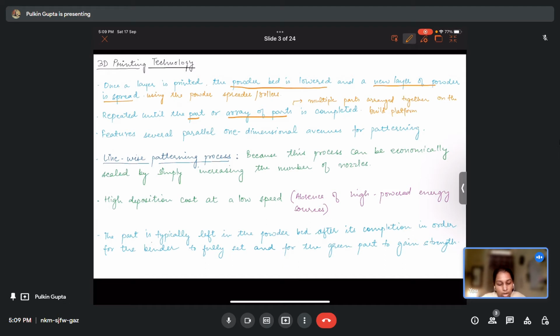Okay. Now, this particular technology features several parallel one-dimensional avenues for patterning. So this means we can generate patterns in one dimension using this technology. This is also called a line-wise patterning process. Why? Because this process can be easily and economically scaled up. Economic factors play a key role in deciding anything. So it can be economically scaled by simply increasing the number of nozzles.